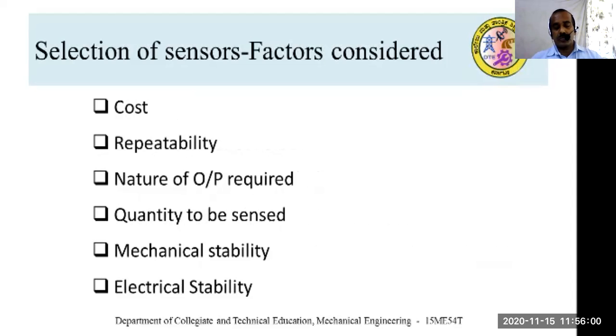Cost of the equipment is also an important criterion, repeatability of the instrument, nature of output required, whether we require an analog output or a digital output, quantity to be sensed, mechanical stability or ruggedness of the instrument, and electrical stability of the instrument. These are all the various factors we consider in selecting a particular sensor for a particular application.